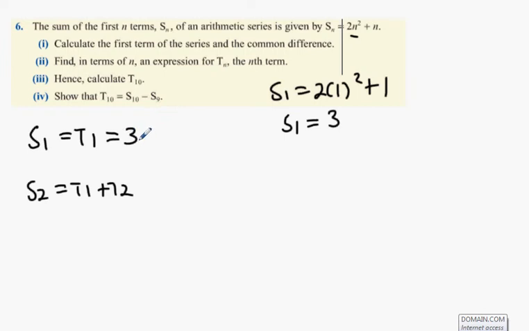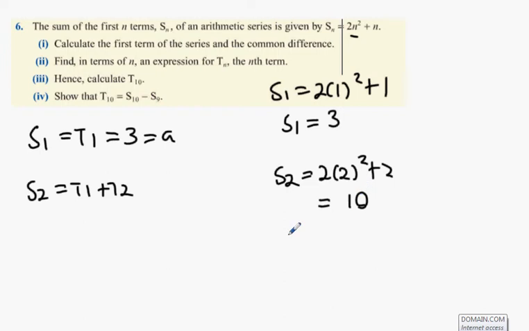Now what is T1 also known as? A. A must also be 3. Now we're going to find out what S2 is, by inserting 2 for n in the equation. 2 times 2 squared plus 2 equals 10.